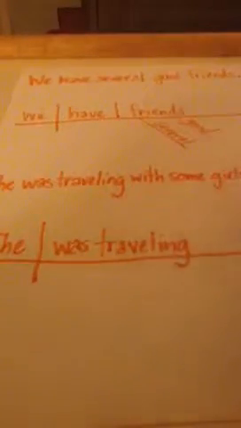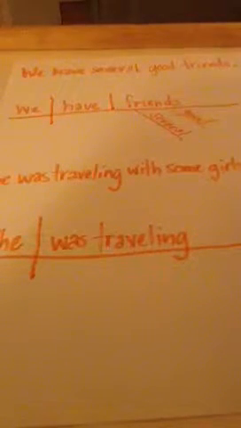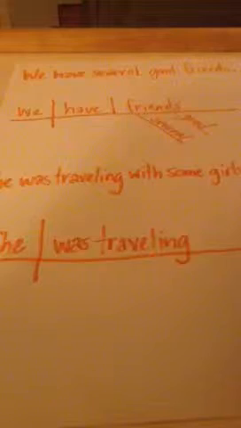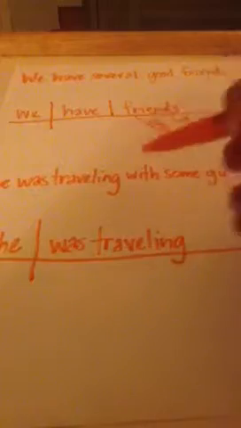Okay. With some girls is an adverbial because it is describing how she was traveling. She was traveling with some girls. So that's going to be under was traveling. So you go, how was she traveling? She was traveling with girls. Which girls? How many girls? Some. So that's the prepositional phrase.